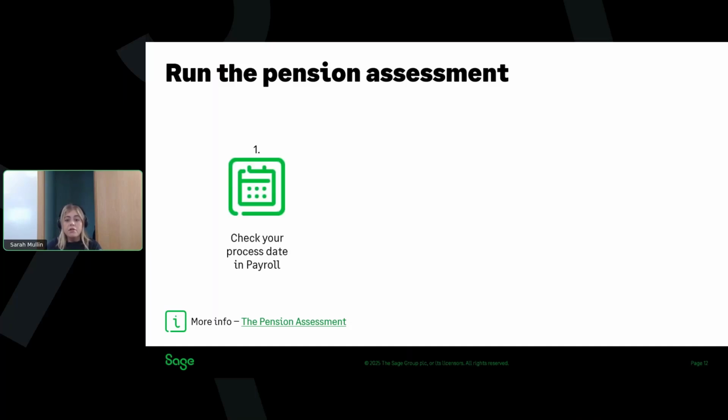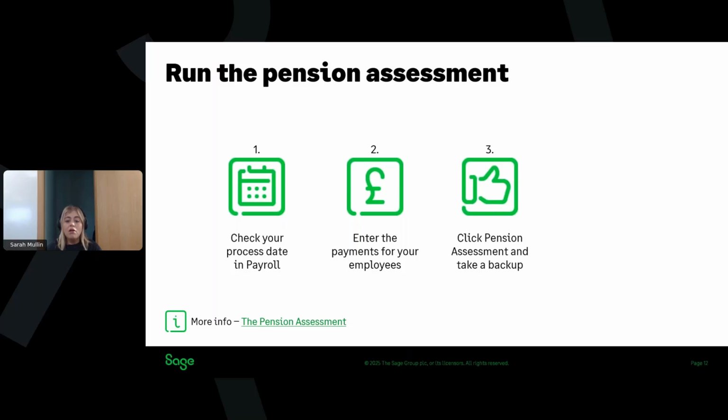First, you would set the correct process date. You want to make sure your processing date is correct. It should be the date of your next pay run, and that's the date you're going to assess your employees for. Next, you want to enter all payments for your employees before running the assessment. That ensures payroll is going to use the correct wages and date, which can affect your worker type and eligibility. Once those steps are done, you would click on your pension assessment option.